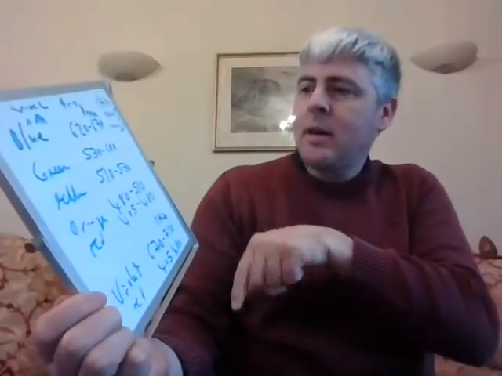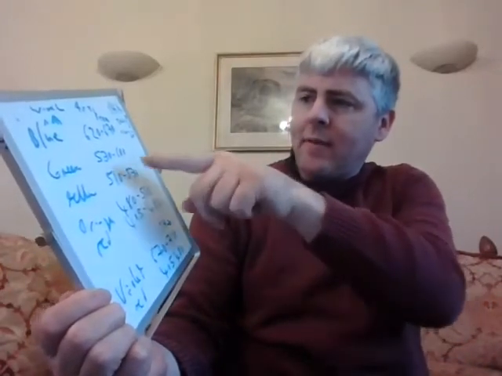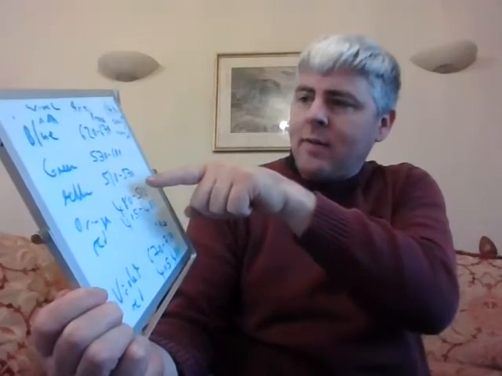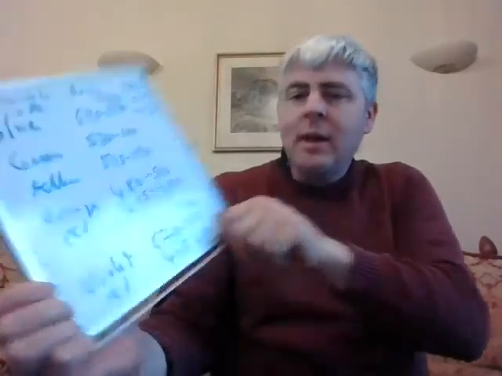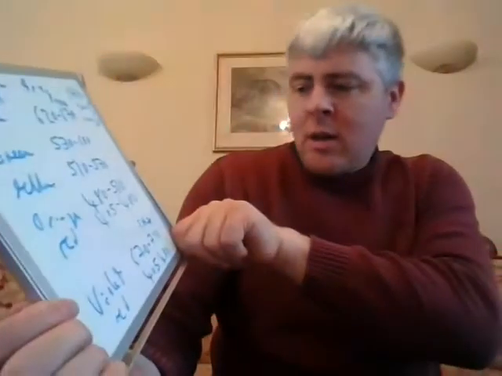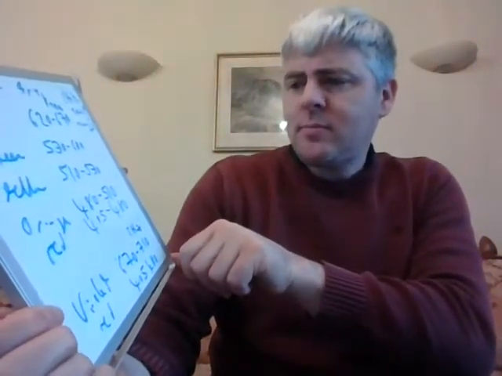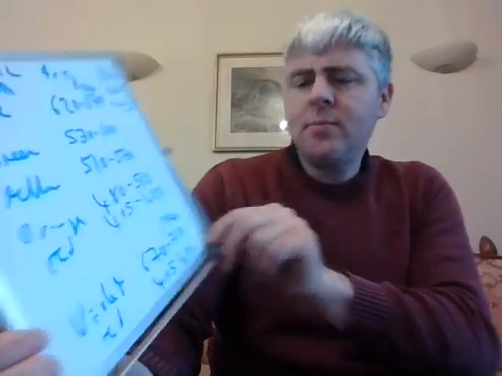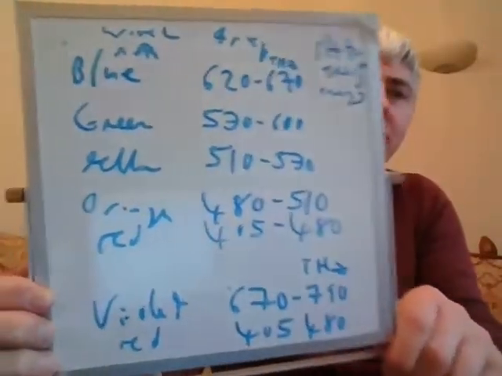Yeah, it's 405 for the red. And I've got, yeah, just wanted you to see it. 530 to 600 for green, 510 to 530 for yellow, 620 to 670 blue. 670 to 790 for violet. Just wanted to show 405 to 484 red. I just wanted you to see that.